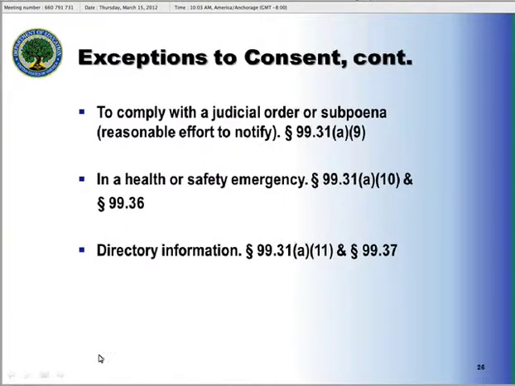In the last few years, we've received a lot of questions about disclosures that relate to health or safety emergencies. In 2008, we clarified that if a school determines that there is an articulable and significant threat to the health or safety of a student or other individuals, it may disclose PII from a student's education records to any person whose knowledge of the information is necessary to protect the health or safety of the student or individual.